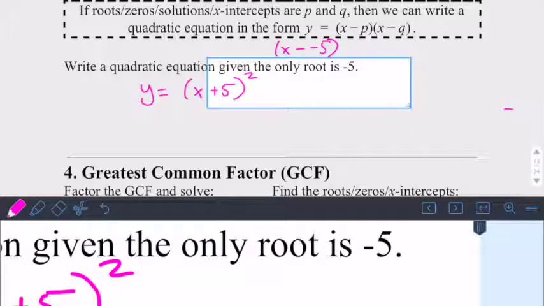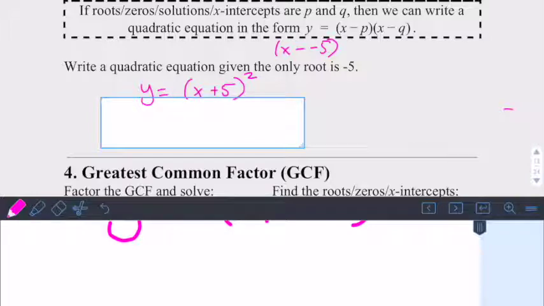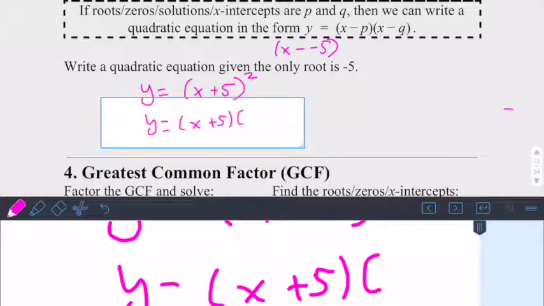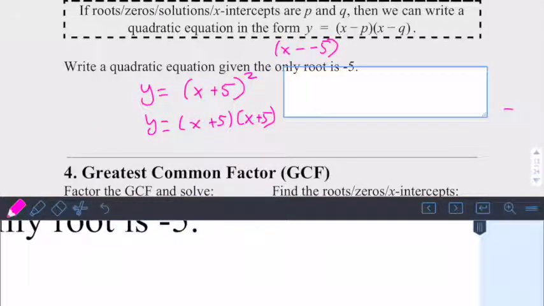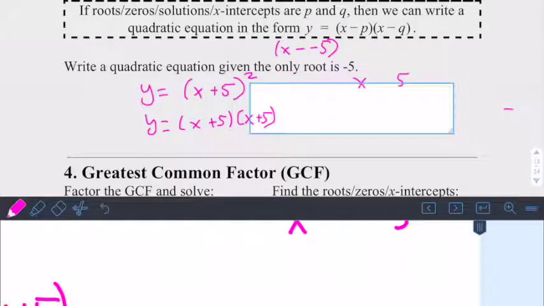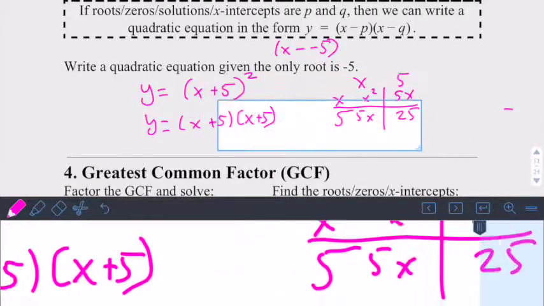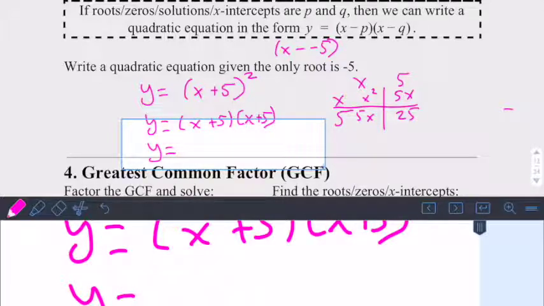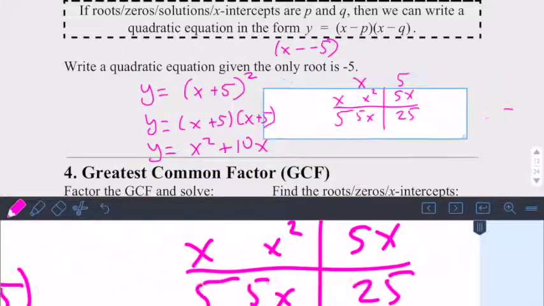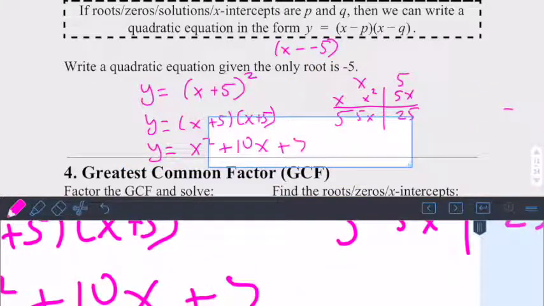It's squared. X plus 5 squared, meaning y equals x plus 5, x plus 5, but we need to put it in standard form. So we get x squared, 5x, 5x, 25. So my quadratic equation in standard form is x squared plus 10x, right? 5x and 5x, plus 25.